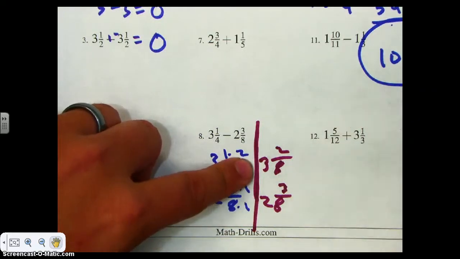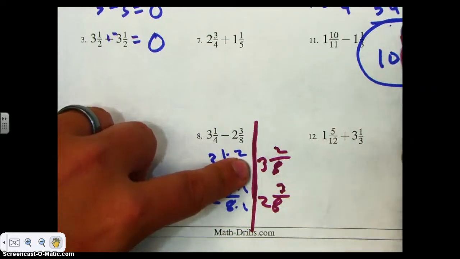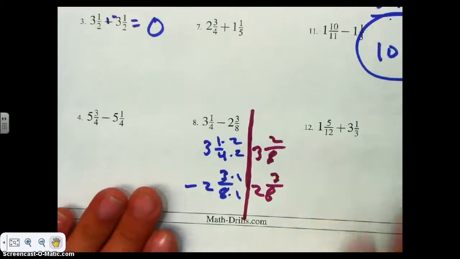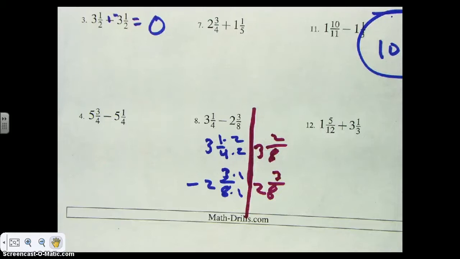So like I said yesterday, there are 2 ways to do it. One way is just to borrow 1 from the 3. If you want to see that way, ask me when you get to class. Write that down, say, Mr. Bingham, show me the next way to do that, and I'll show you, because some people think that's easier.